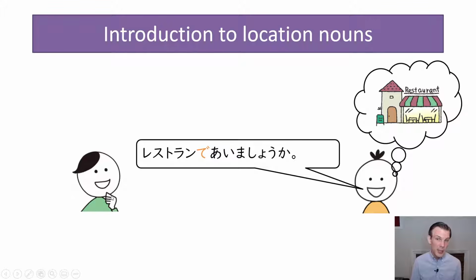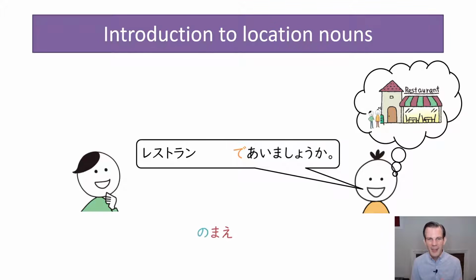So let's say we have Tanaka-san and Smith-san, and they've decided that they're going to go out to eat together. And Smith-san wants to recommend that they meet at the restaurant. So she says, レストランで会いましょうか? And that's perfectly fine. But what if Smith-san wanted to be a little bit more precise, right? Not just at the restaurant, but, oh, why don't we meet in front of the restaurant? This would be in Japanese.